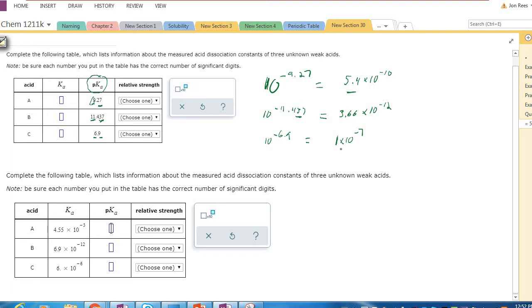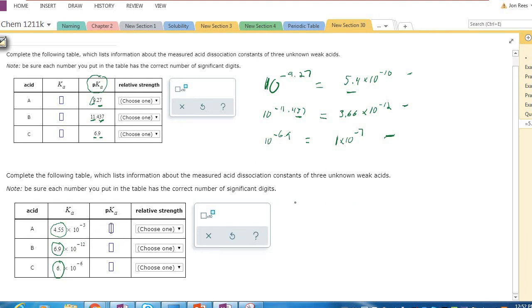Then you can put those in the right order. You should know how to do that right now: strongest, middle, weakest acid. Now we're going the opposite direction here. If I look at these, they don't have a P in front, so all these digits are significant. So the answer should have 3 sig figs. This answer should have 2 sig figs. This answer should have 1 sig fig.